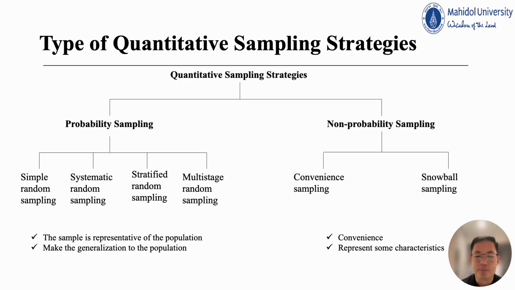In probability sampling, each individual in the population has a known non-zero chance of being selected. This makes the sample more representative and suitable for generalizing results. In contrast, non-probability sampling does not guarantee equal chances for all. Instead, participants are chosen based on factors like convenience or availability. While less rigorous, non-probability methods are useful when working with hard-to-reach populations.